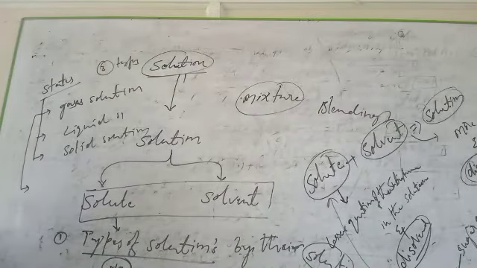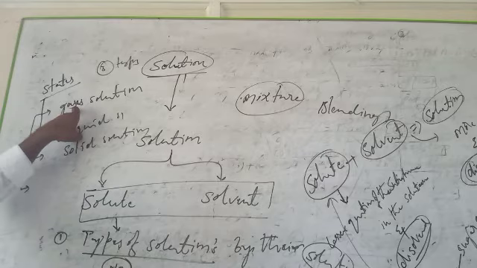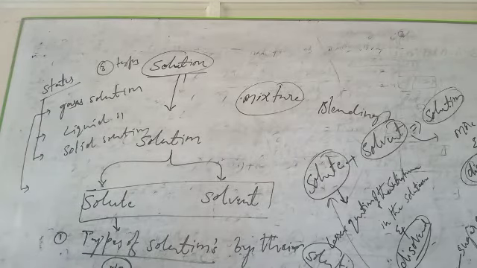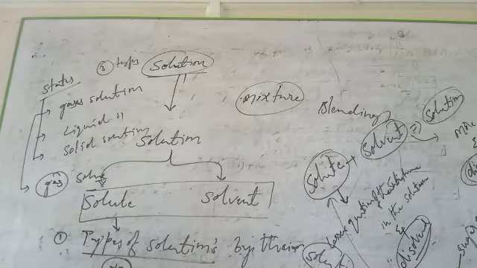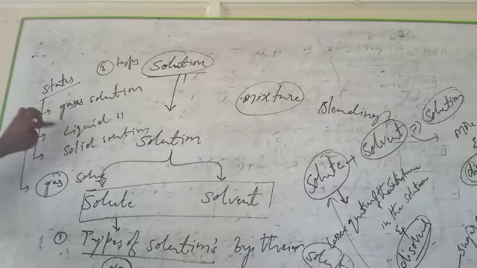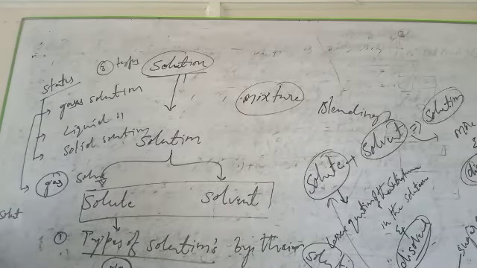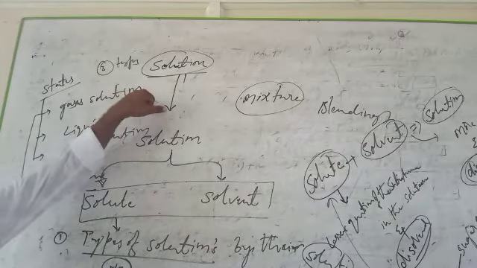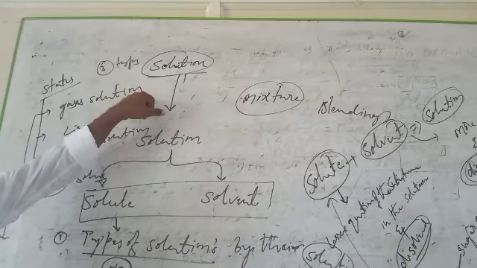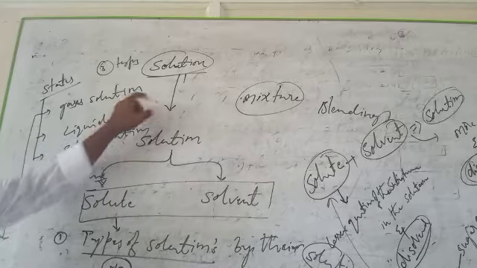What is the gaseous solution? Gaseous solution means the solvent must be gas. You can take the solute as any substance, solid, liquid or gas, but the solvent must be gas. That is a gas solution.